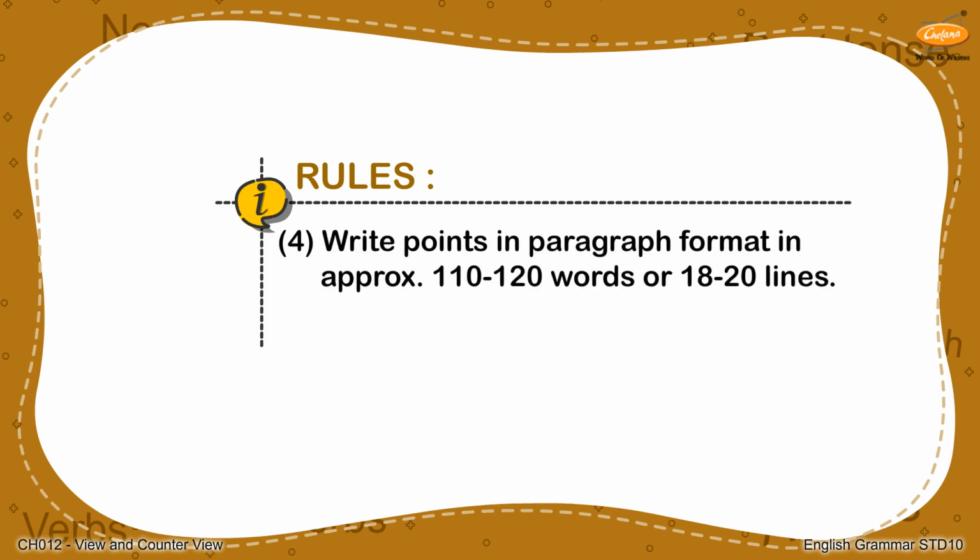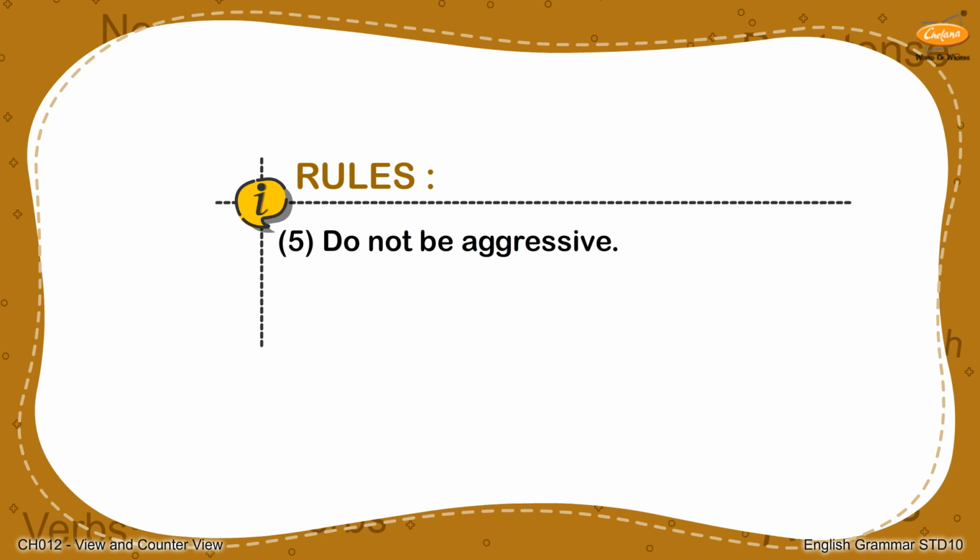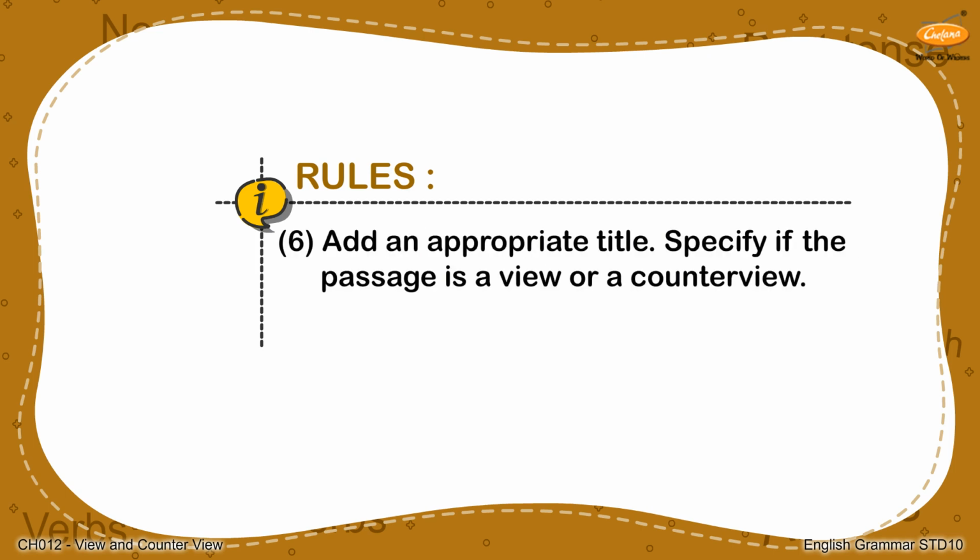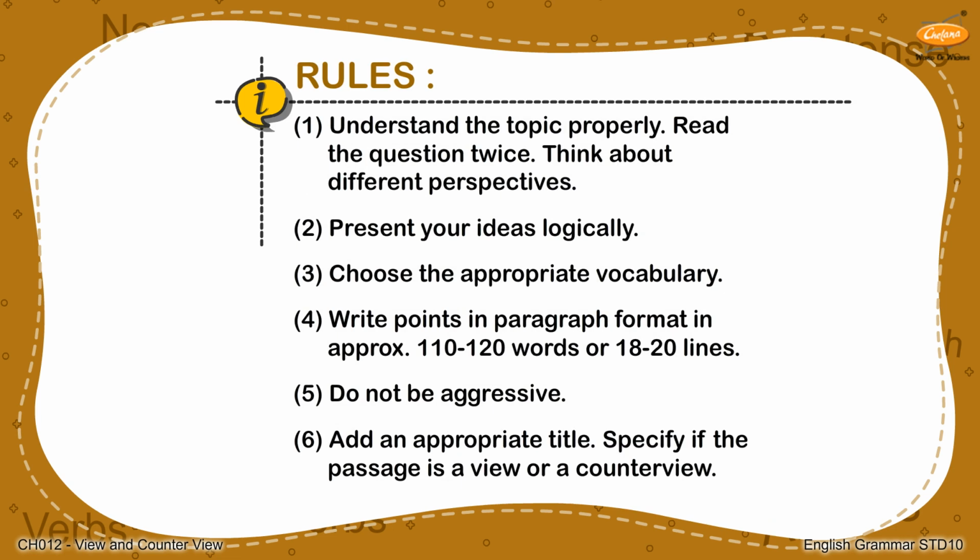Compile the points of your arguments in a paragraph form. At most, you should stick to 110 to 120 words or approximately 18 to 20 lines. Remember not to be very aggressive. This means you have to give a good argument for why your point of view has strengths rather than pointing out the weaknesses in the opposite point of view. After you have finished, add an appropriate title to the paragraph that is relevant to your perspective. Let us quickly review the rules again.